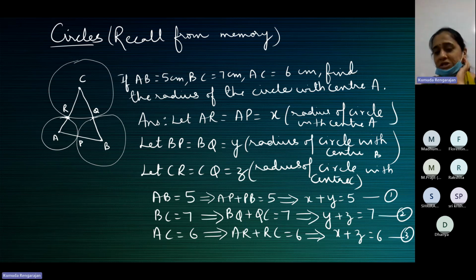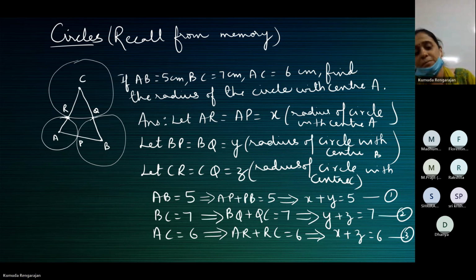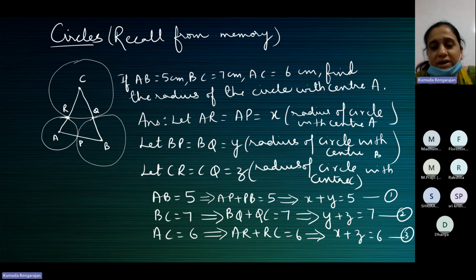So add these 3 equations. You will get 2x plus 2y plus 2z is equal to 18. Take 2 common, so x plus y plus z is 18 by 2, which is 9. Now we have to find x. So what is y plus z? 7. X plus y plus z is 9, y plus z is 7. So x is equal to 2.